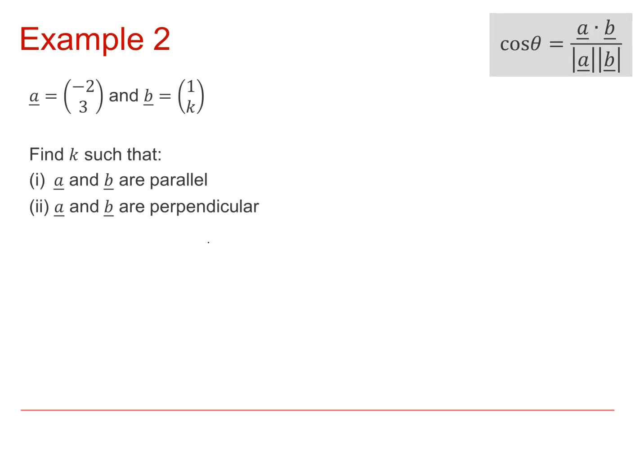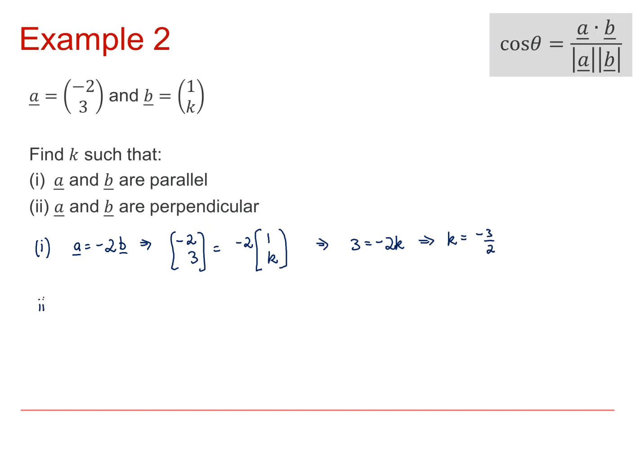Pause the video while you try this one. If A and B are parallel, then A must be a scalar multiple of B. If A is equal to minus 2 lots of B, then we have that (-2, 3) is equal to minus 2 times (1, k). And therefore that 3 is equal to minus 2k, which gives us that k is equal to minus 3 over 2.